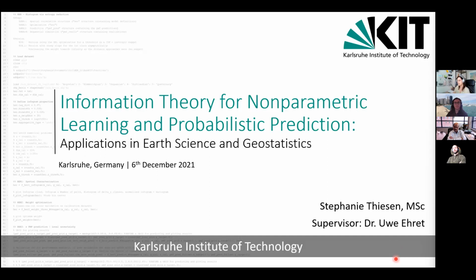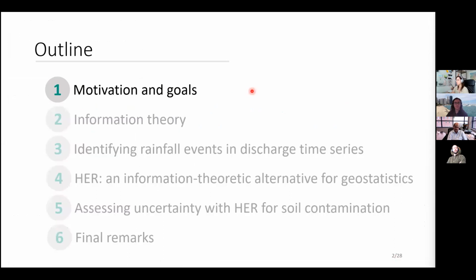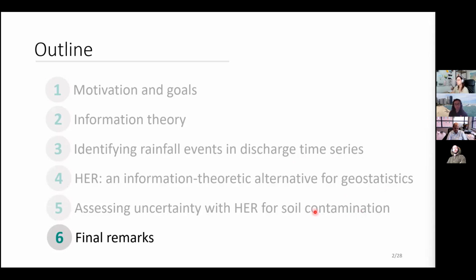Here, quickly commenting on the outline of the presentation, I will introduce the motivation and goals of my thesis. And I will quickly cover a few fundamentals of information theory, which were the basis of our three papers. Each one of them is shown as a main section in this presentation. Here we address problems ranging from time series analysis, spatial interpolation, and simulation. And finally, I will draw some conclusions and share what I see as challenges for future work.